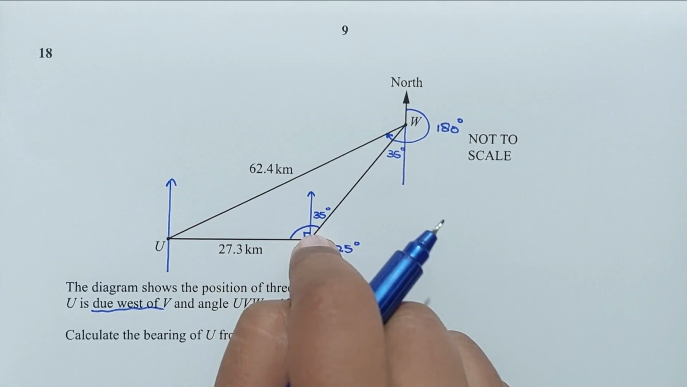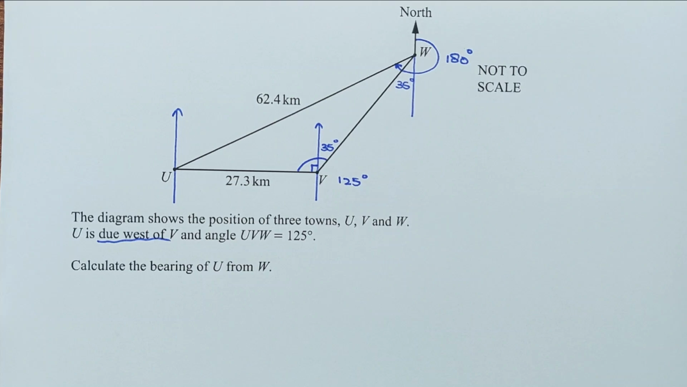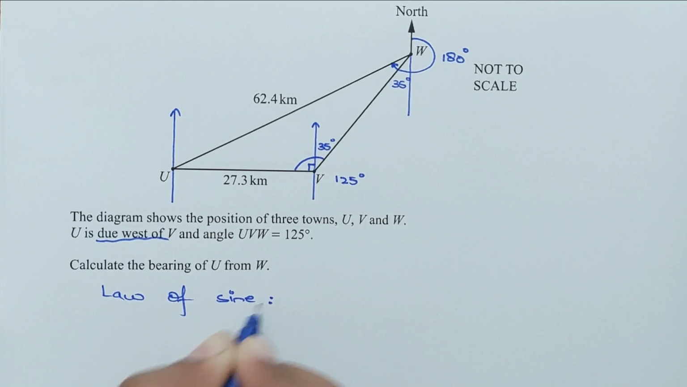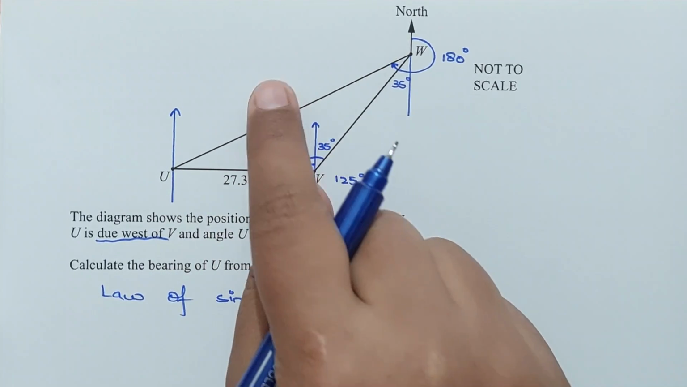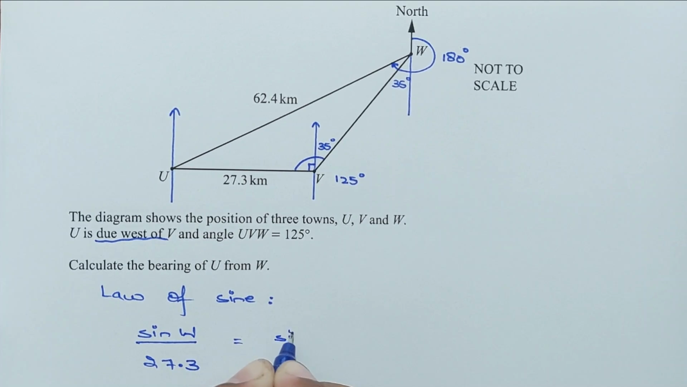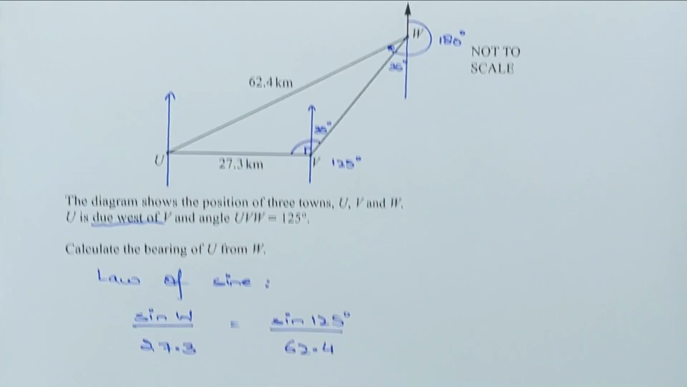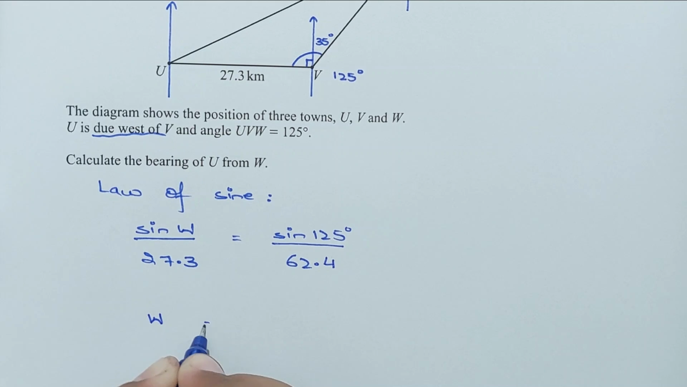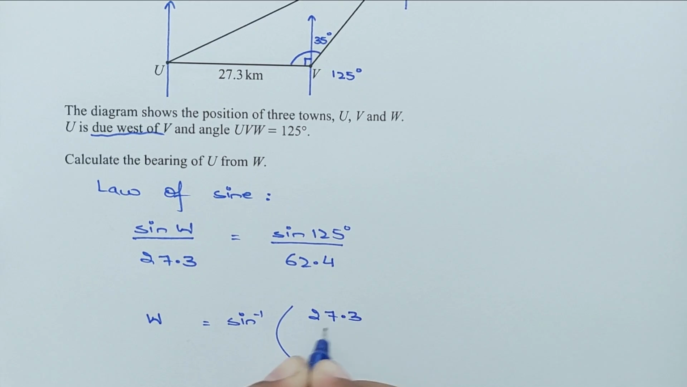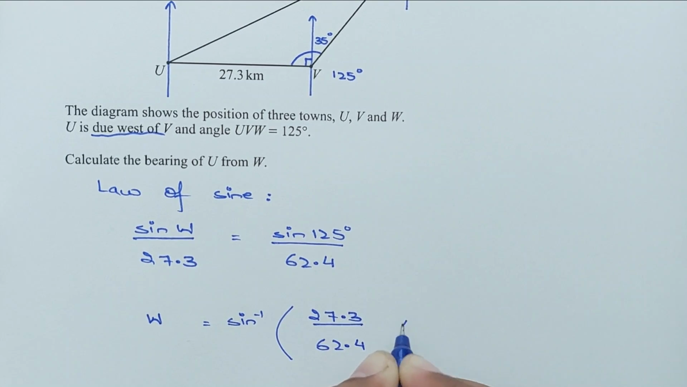We have two sides and one angle of a triangle, so applying the law of sine here. The law of sine says this angle over the front side. So sine of W over 27.3 kilometers equals sine of 125 degrees over 62.4 kilometers. Now we solve for W, which equals sine inverse of 27.3 over 62.4 times sine 125 degrees.